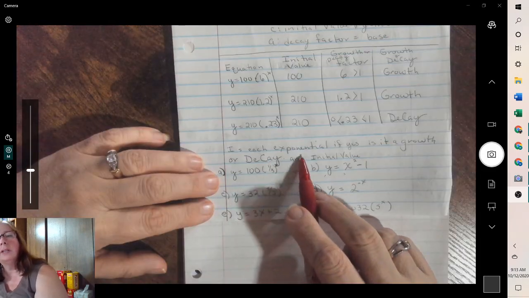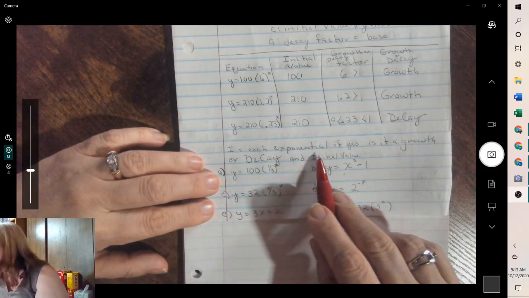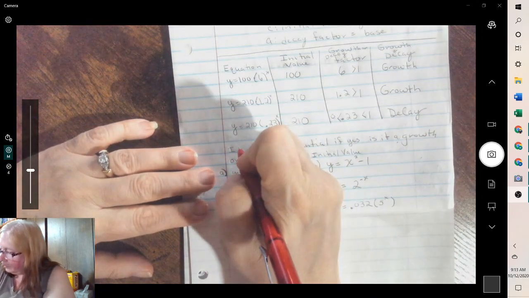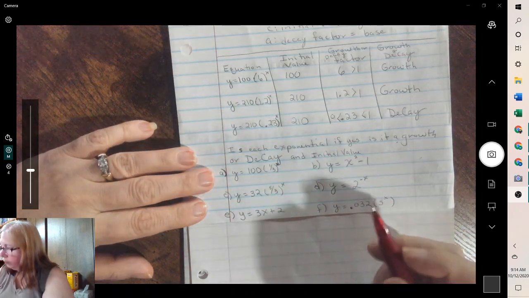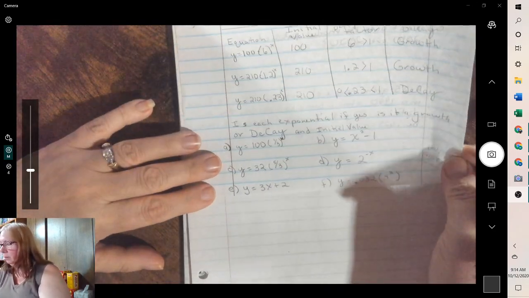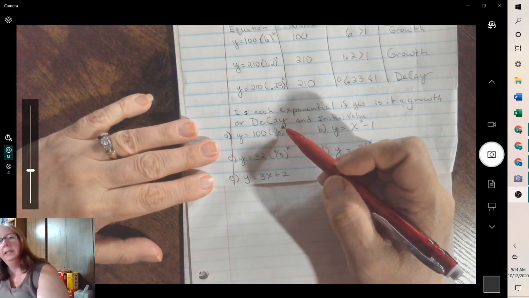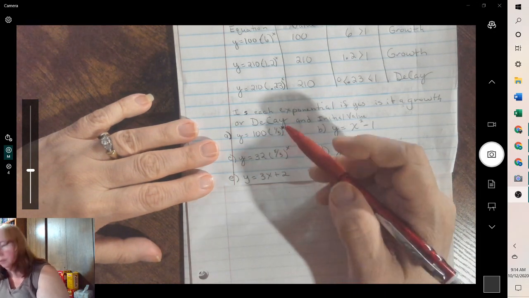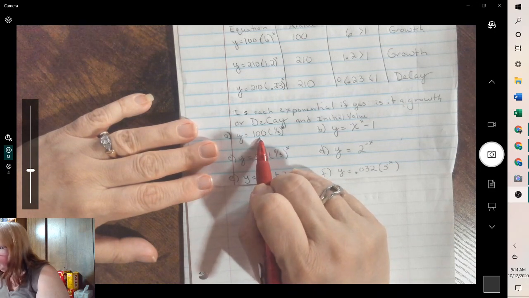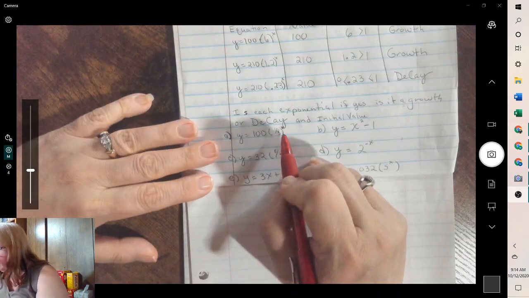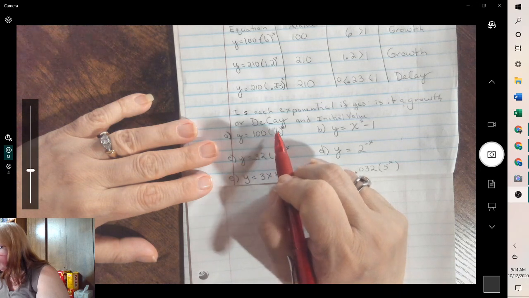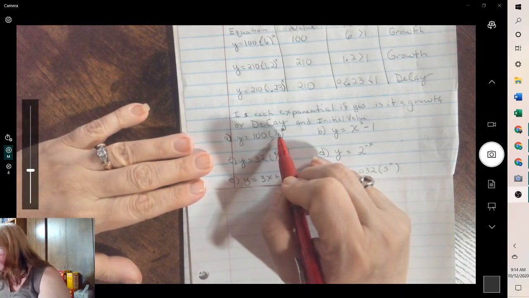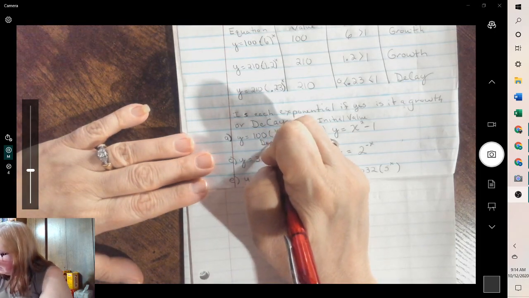Is each one exponential? If yes, is it a growth or a decay? And what's the initial value? So if we look at the first one, notice the variable is in the exponent. So this is exponential. 100 is the initial value. 1/3 is the growth or decay factor. In this case, since it's less than 1, this is a decay.